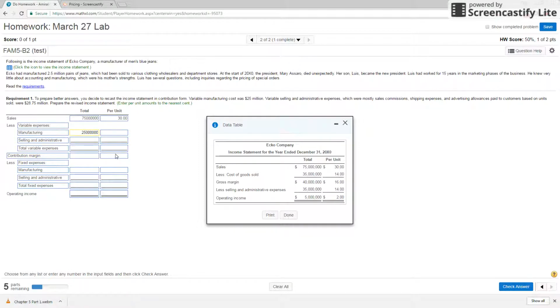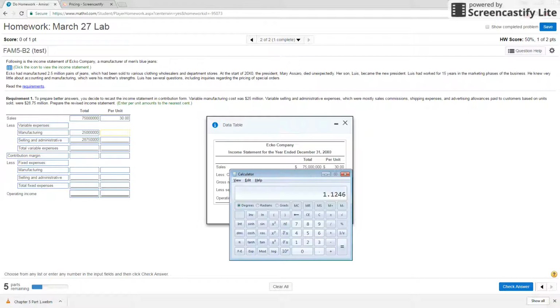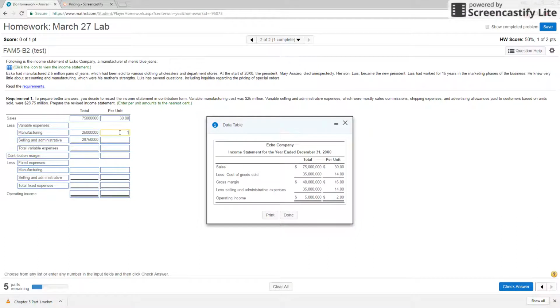So 25 million, and our selling and administrative, which is variable again, is 28,750,000. The number is right here. If you want to calculate per unit, how many units are we selling here? 2.5 million. So it will be $10. No need for calculation here, but for the other one we need the calculator.